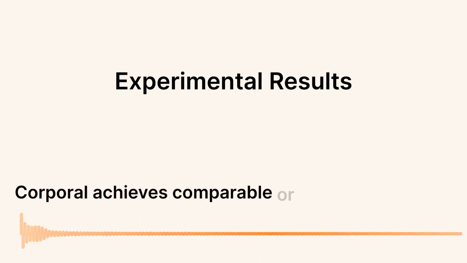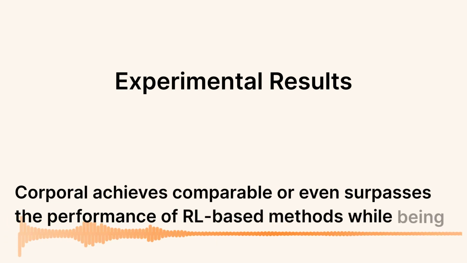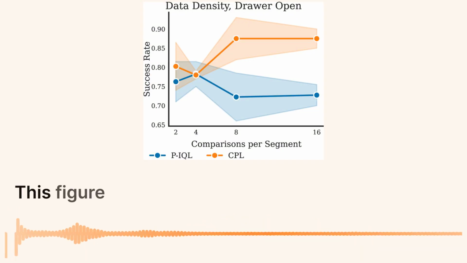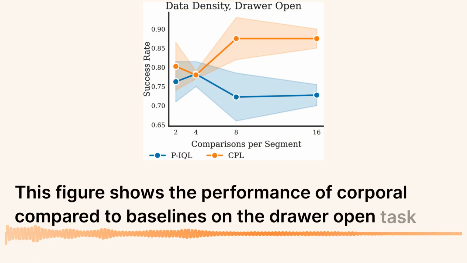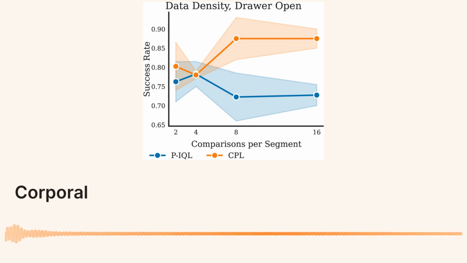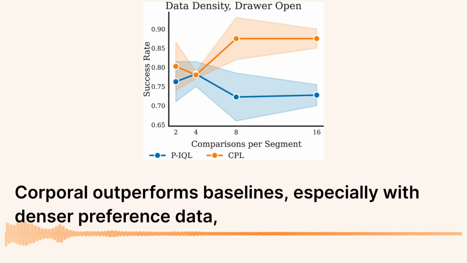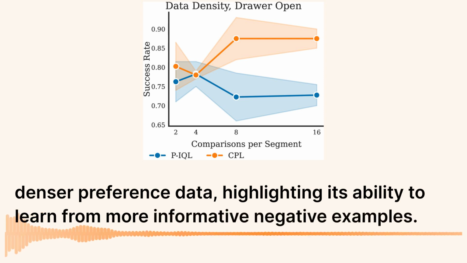CPL achieves comparable or even surpasses the performance of RL-based methods while being significantly faster and more parameter efficient. This figure shows the performance of CPL compared to baselines on the drawer open task in MetaWorld. CPL outperforms baselines, especially with denser preference data, highlighting its ability to learn from more informative negative examples.